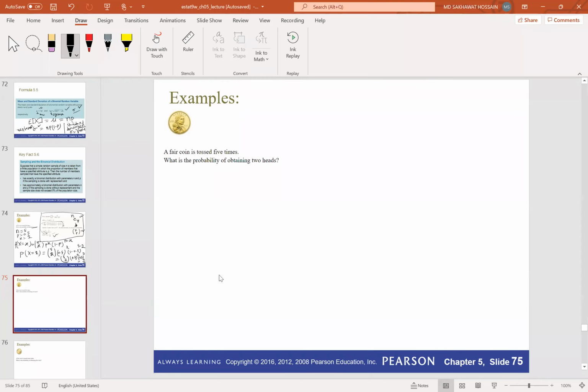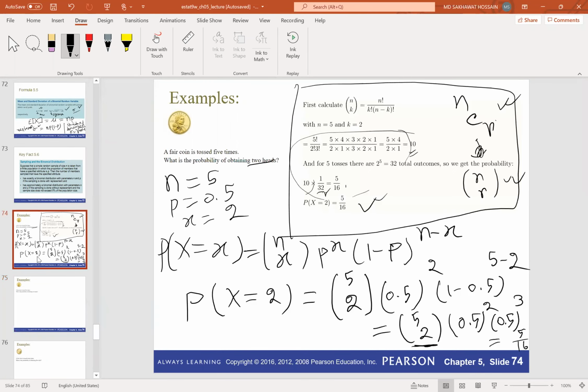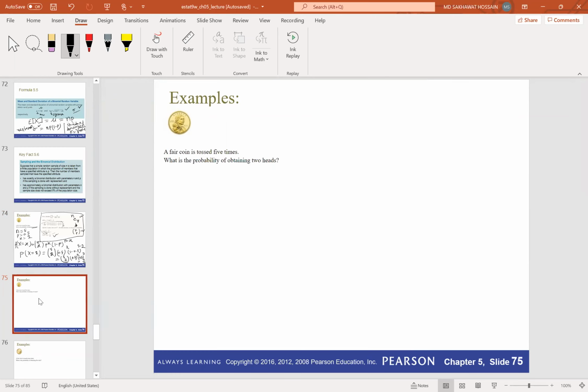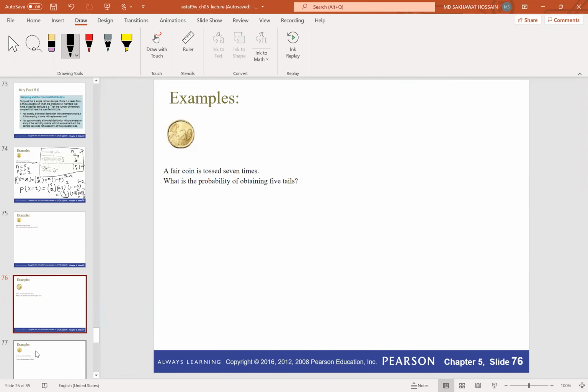Okay, the next example is, if a fair coin is tossed 5 times, what is the probability of obtaining 2 heads? It's the same thing, right? Yeah, it's the same example. So we're not going over this.